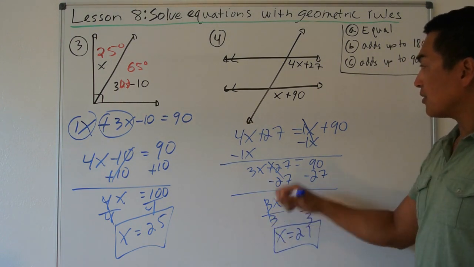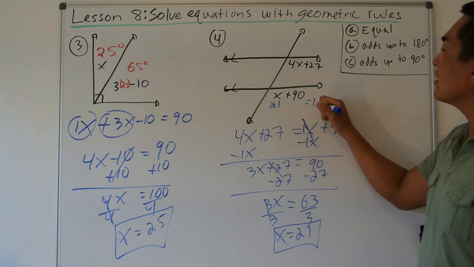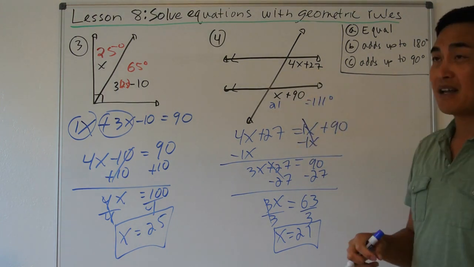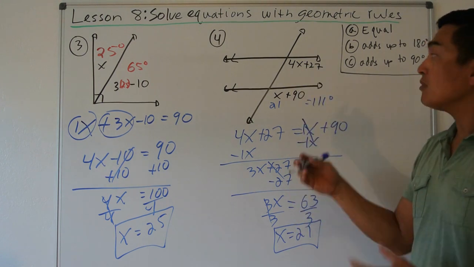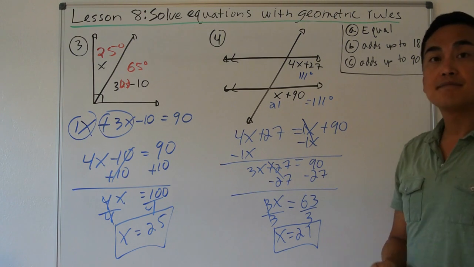Now I'll plug it back in. That's 21, that's really easy, that should give me 111 degrees. And you don't need to plug in that other one since you know that they're the same, so you could say they're 111 degrees, and then you're done.